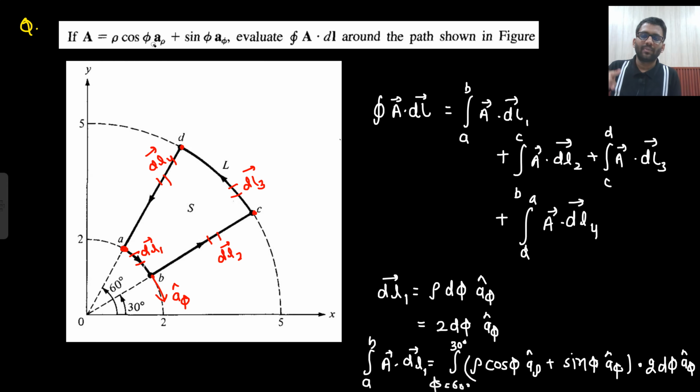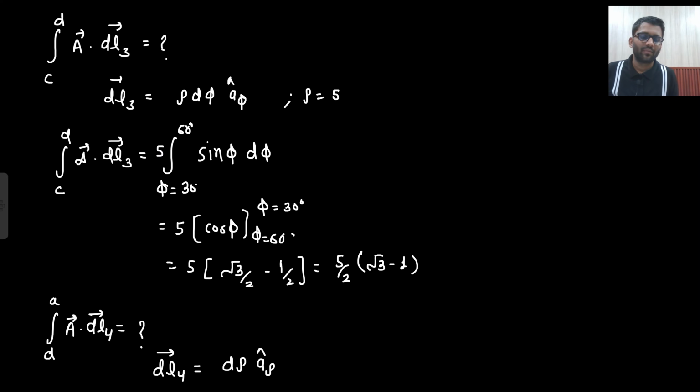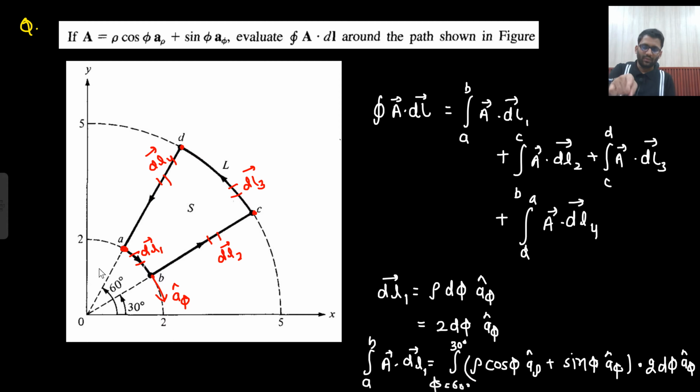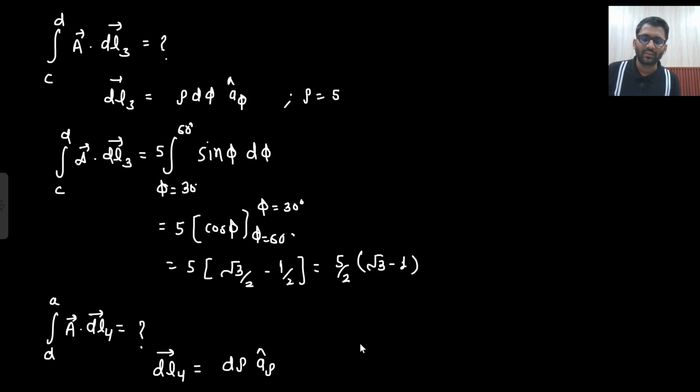So d rho arrow cap is there, so the rho cos phi term will come. Rho cos phi. And dL is d rho. What is the value of phi here? Phi is constant. On this D to A, if you are going from D to A, phi is constant, equal to 60 degrees. So phi equals 60 degrees I will put here.